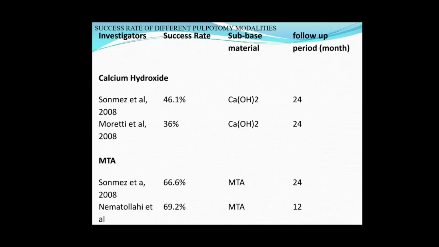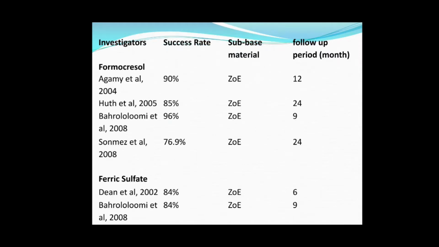Success rate of different pulpotomy modalities are given. In calcium hydroxide, Sonmez et al. has done a study in 2008 with a success rate of 46.1%. Moretti et al. has done a study in 2008 with 36%, and with the MTA, Sonmez et al. has done a study in the year of 2008 with 66.6%, and Nimoltoli et al. with 69.2%.